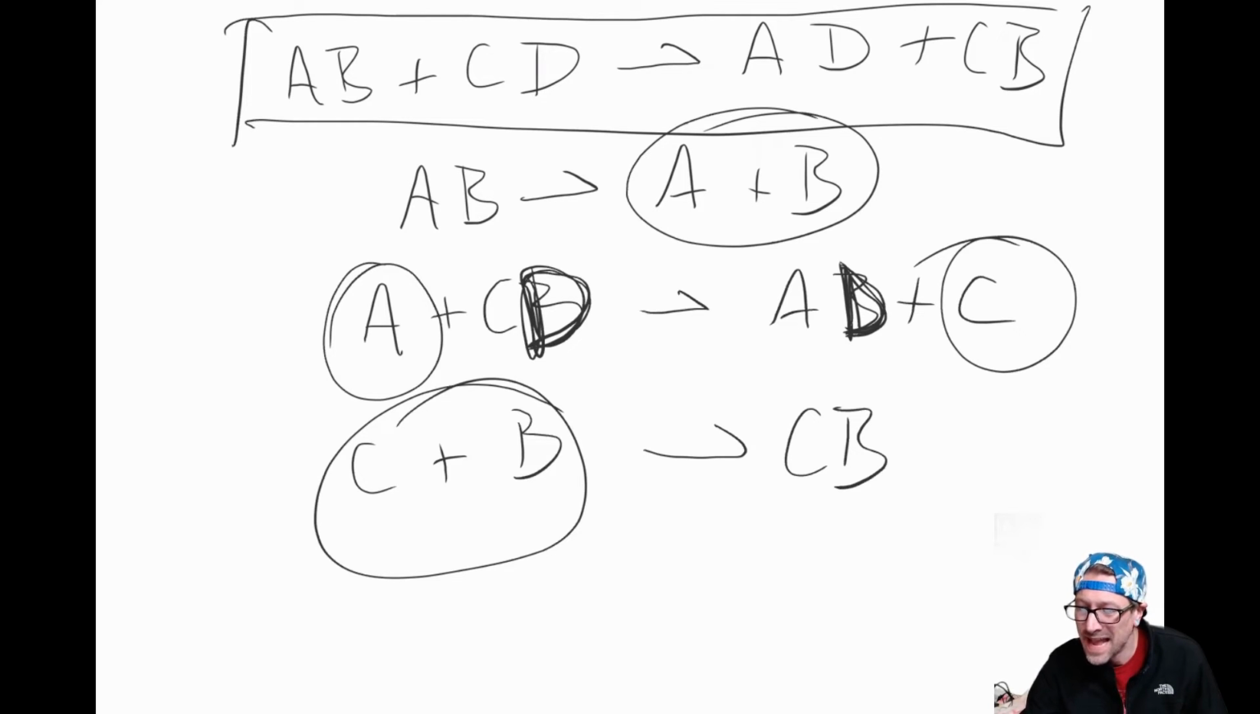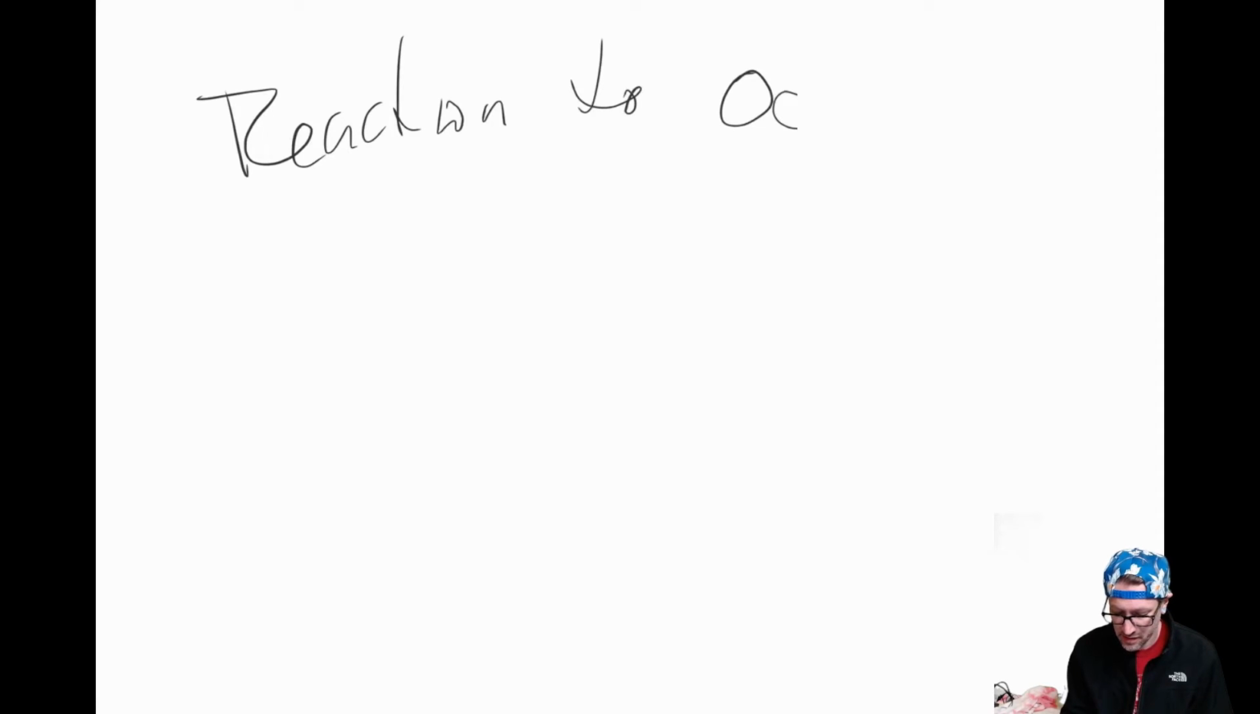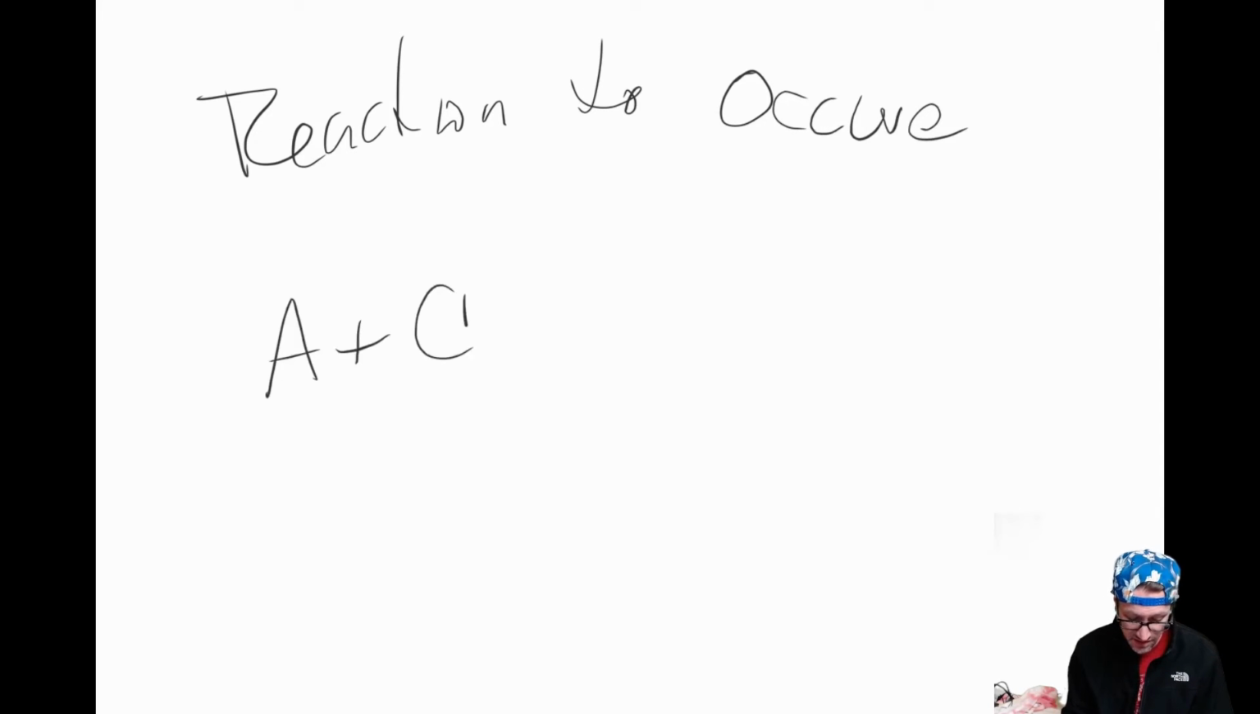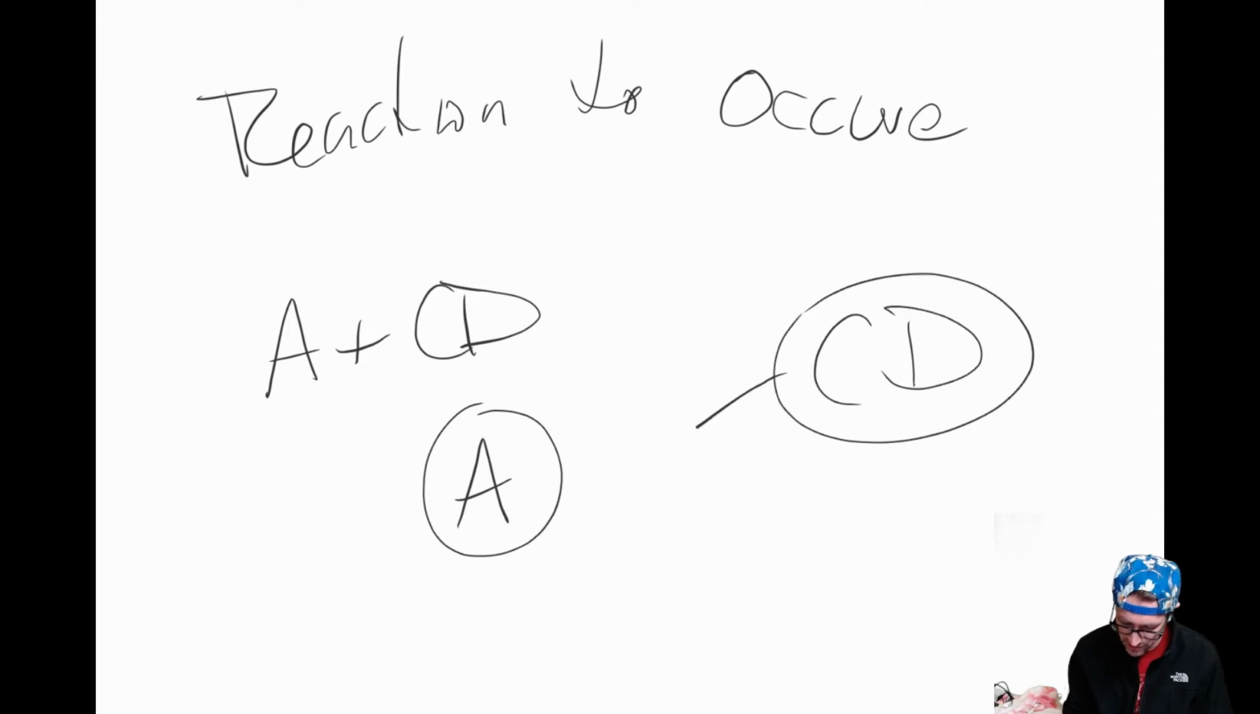Now, for this stuff to actually occur, if we look at this, this is breaking apart, so that's okay, but what has to happen to these two right here to form this? Well, they have to run into each other. So for a reaction to occur, I think it was the A plus the CD. They have to actually run into each other. So here's an A, here's a CD. They have to run into each other, right?